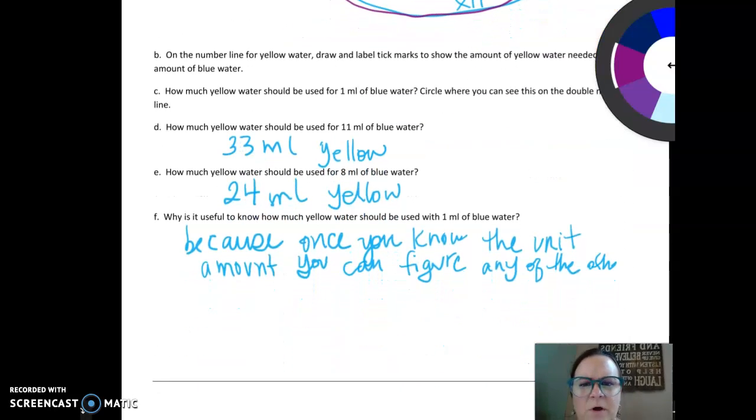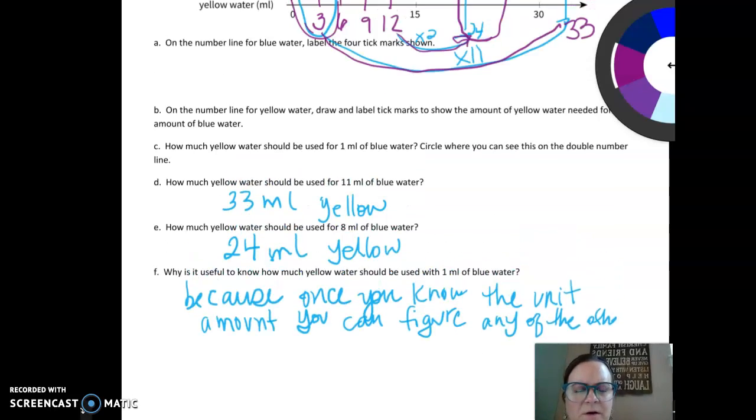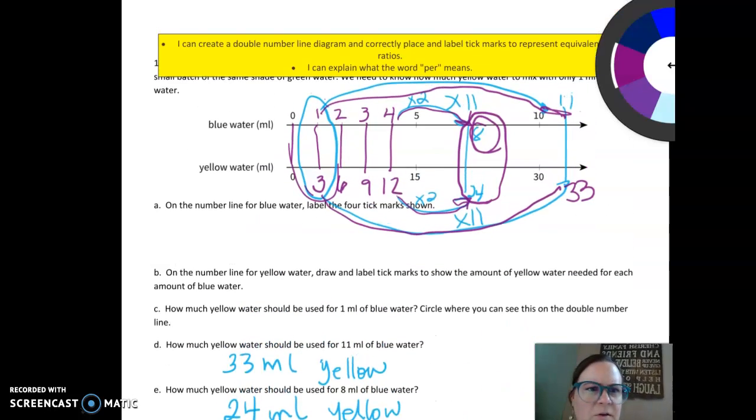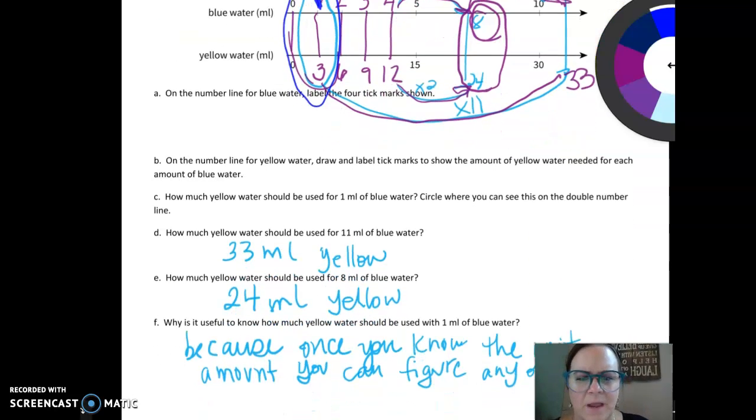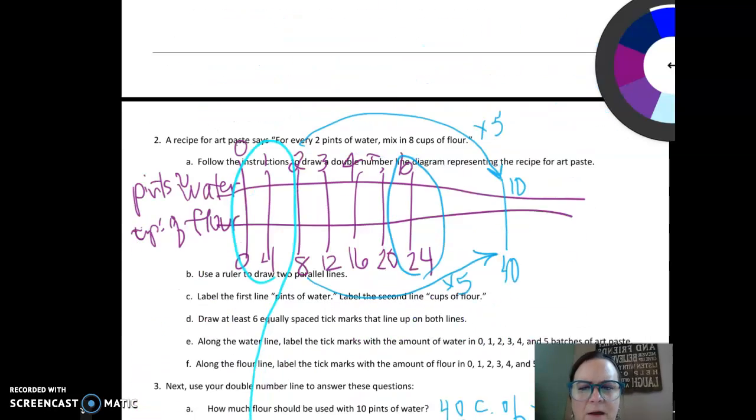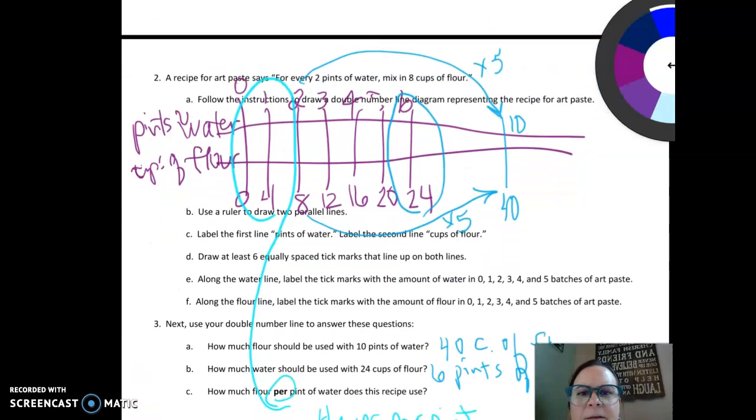So why is it useful to know how much yellow water should be used with 1 milliliter of blue water? You're going to find, you guys, that once you find that value that has a 1 in it, we call that the unit rate, or the unit amount, you're going to be able to figure any of the other amounts out. So let's take a look at this one.